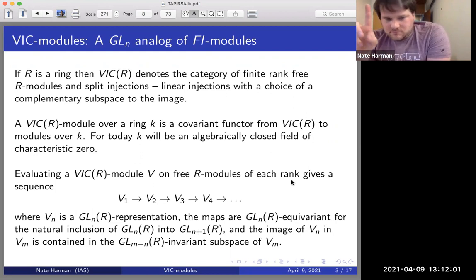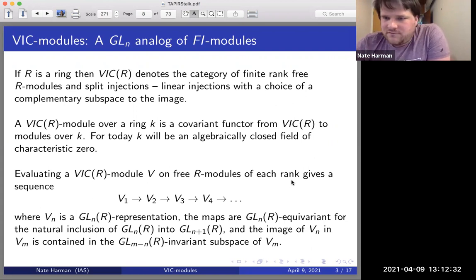we have a map from Vn to Vn+1, which is a map of representations for GL_n acting on Vn and GL_n acting on Vn+1 under the standard way of embedding GL_n into GL_n+1, right? In upper left block matrices. So we have a sequence of representations with these maps from one to the next.